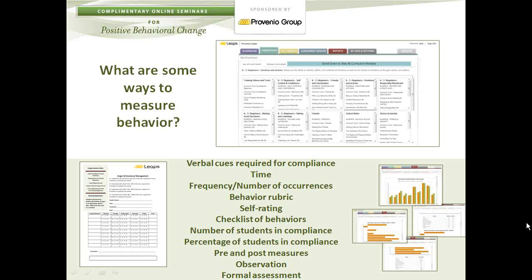Of course, we want to move our students in that direction if we can. Checklist of behaviors and those types of things. And again, the pre and post shows us a large measure, but most of these other things show us small measures of time, and that's what we really need for progress monitoring.